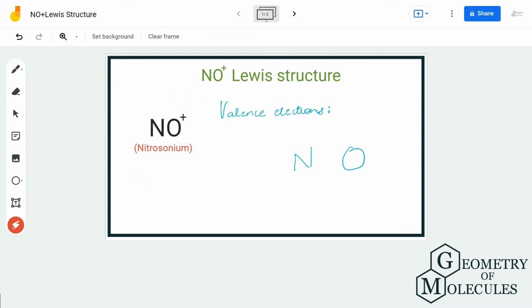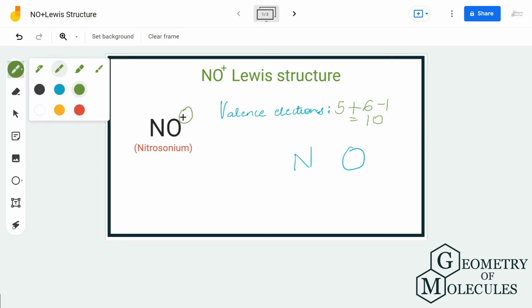NO+ Lewis structure. It is a chemical formula for nitrosonium ion, and to find out its Lewis structure we will first look at the total number of valence electrons for this ion. So it comprises one nitrogen atom which has 5 valence electrons, one oxygen atom which has 6 valence electrons, and the plus charge indicates that it is giving away one electron and then acquiring this positive charge. So we have to subtract that electron. So in total we have 10 valence electrons for this ion.